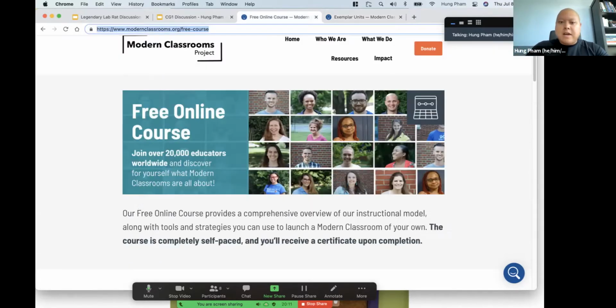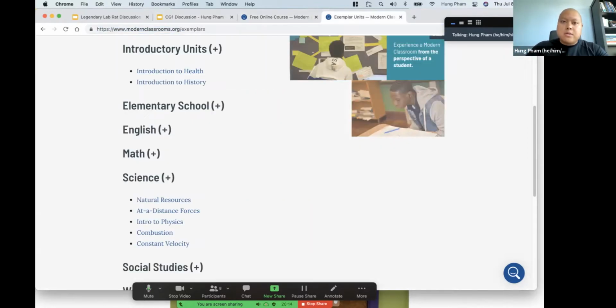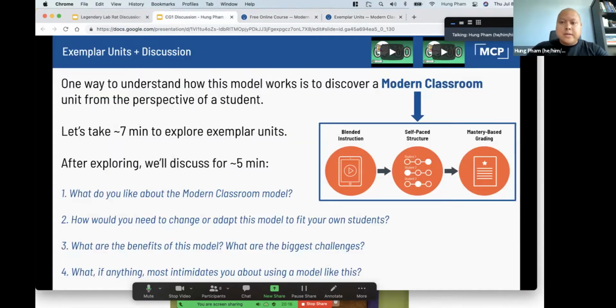So let's take 5 minutes to do some hands-on exploring of those exemplar units, the Modern Classroom units, and then we'll have a discussion. So I'll play the 5-minute timer there. I also posted the discussion questions in blue text here on the slide so that you have a heads up of what to look for and keep in mind as you're doing your exploration.